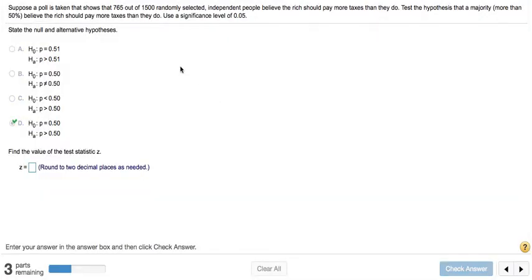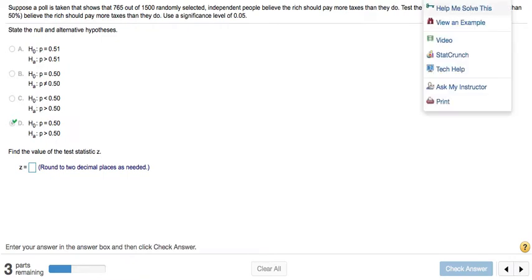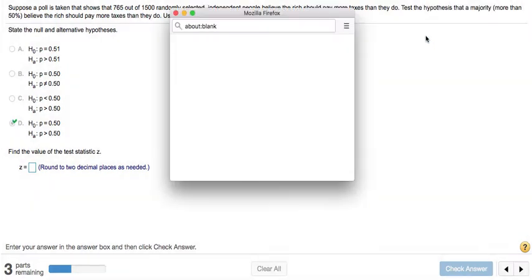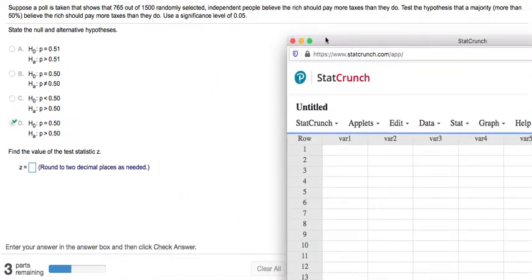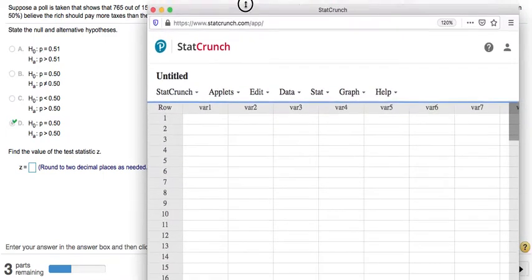Okay, now we need to find the value of the test statistic Z. This can be computed in StatCrunch. So I'm going to go to Question Help and open up StatCrunch. And we're going to do a hypothesis test for the proportion. So I'll bring this into the window here.